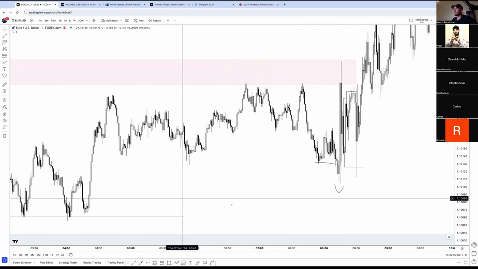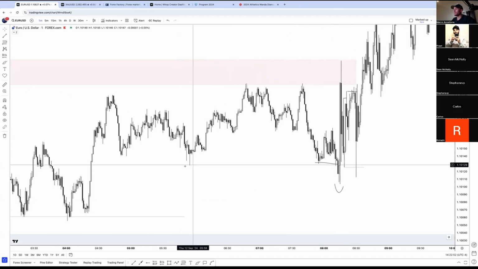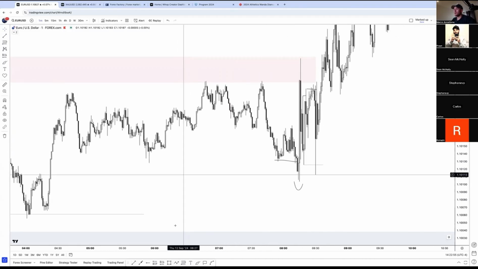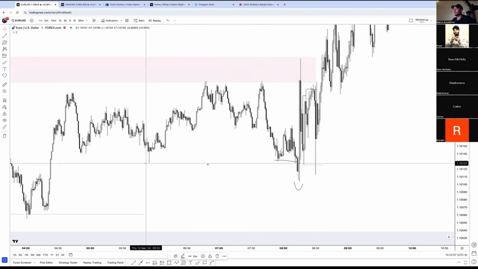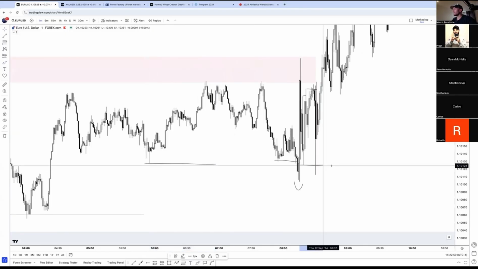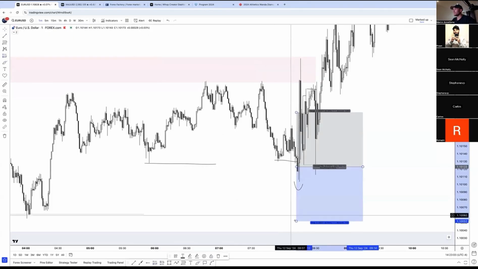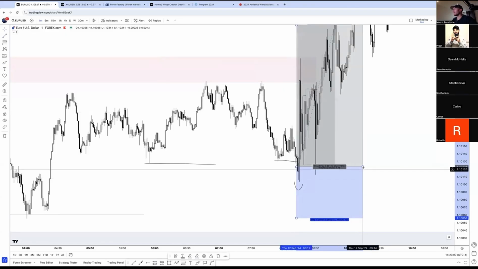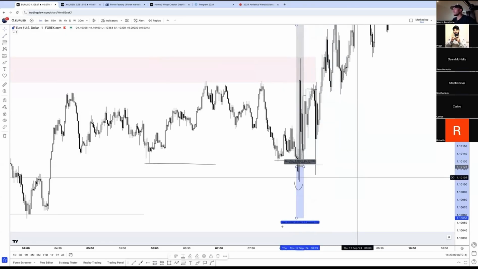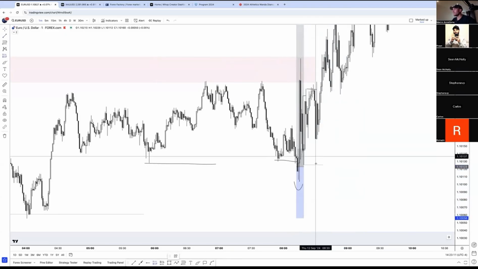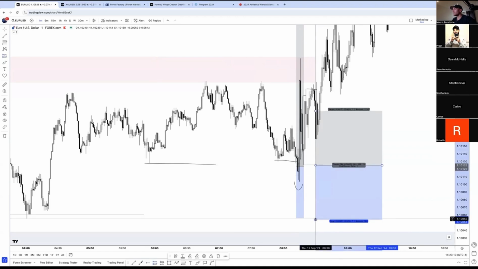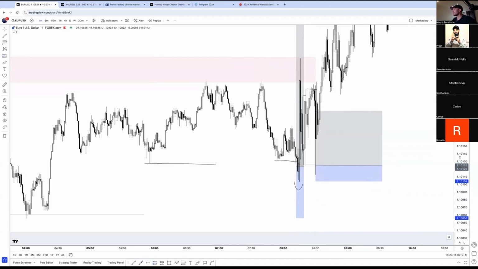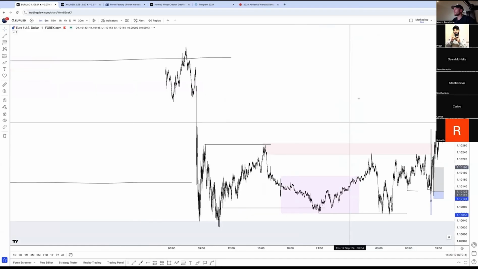So opportunities to buy below here. Opportunities to buy below here and below here. This would have been the first entry. And if you didn't get that, the second entry was right here. Stop below the low. Okay? Where are we targeting?